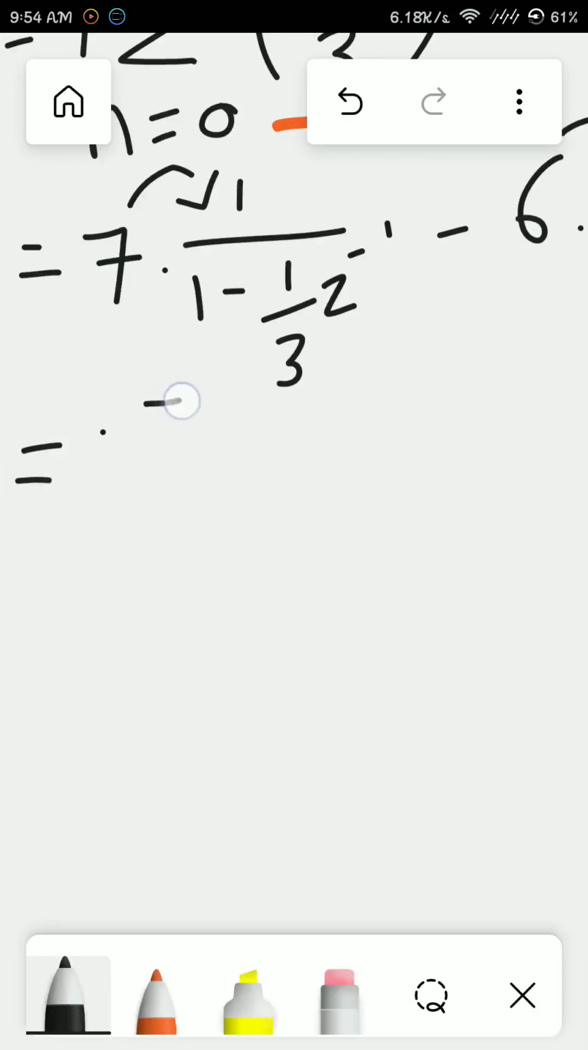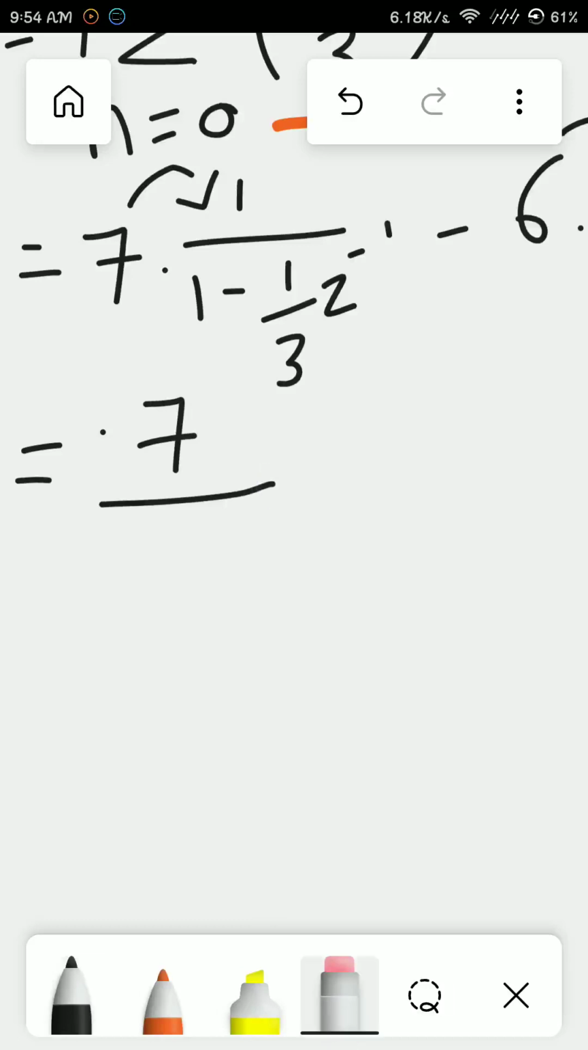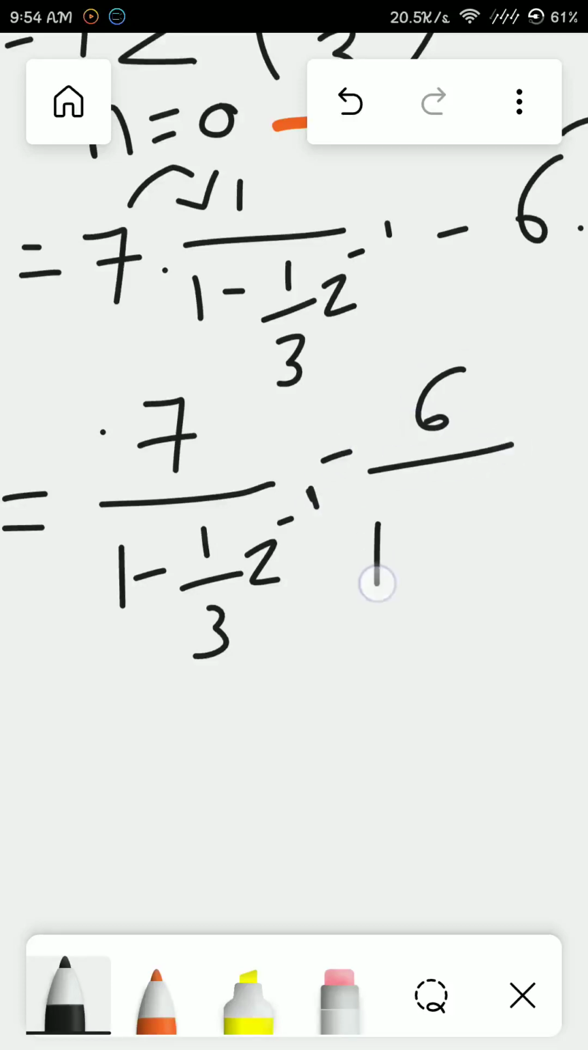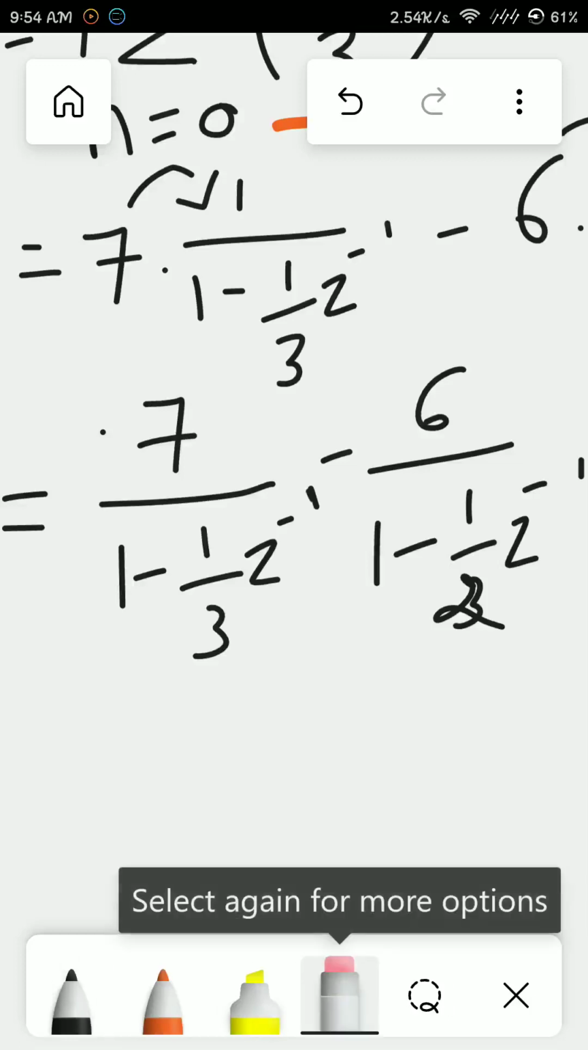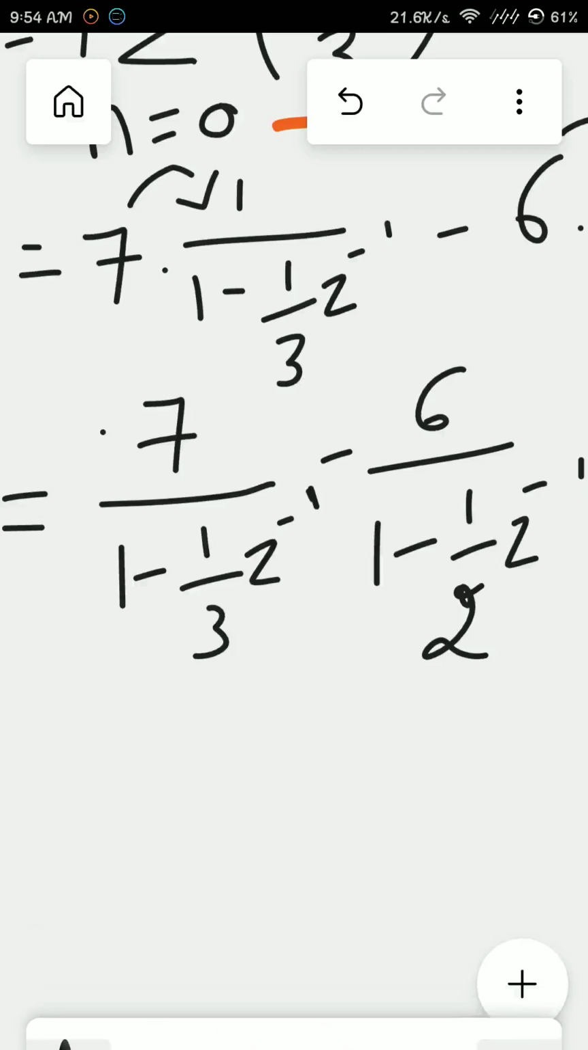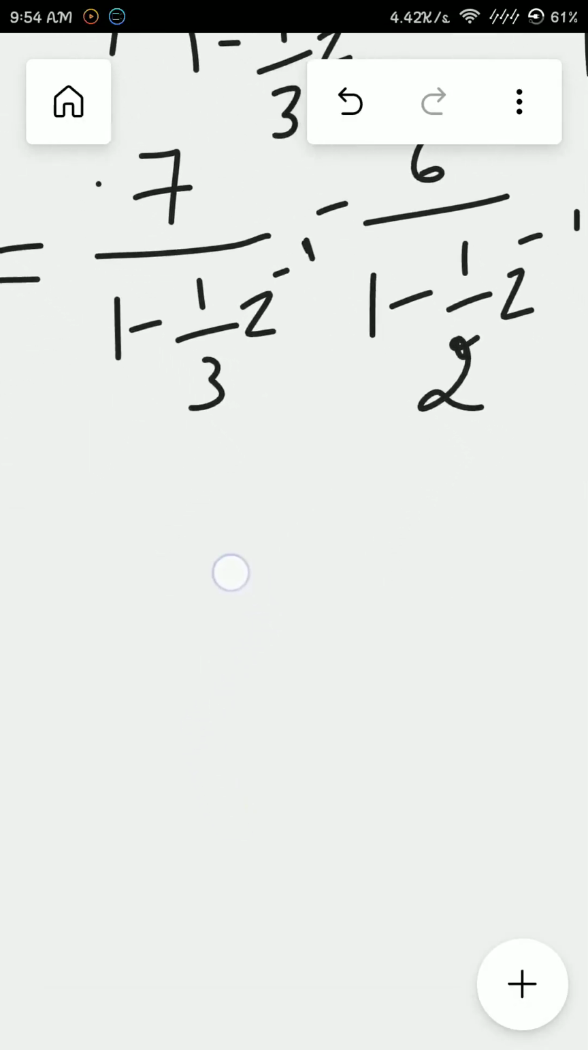Just a second guys, you always need to write equals in the middle, right? 7 into 1 minus 1 by 3 z inverse, minus 6 divided by 1 minus 1 by 3 z inverse. So if I multiply 7, I get 7 divided by 1 minus 1 by 3 z inverse, minus 6 divided by 1 minus 1 by 2, I'm really sorry for the disruption, it is 1 by 2 z inverse. And then next you are going to simplify. So how do you simplify this?